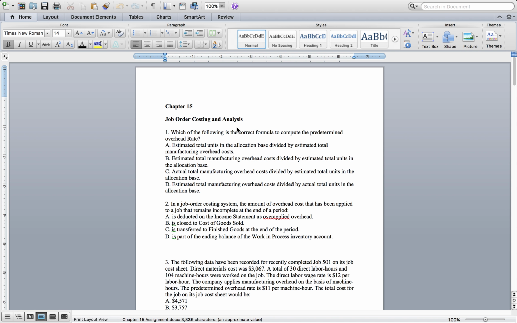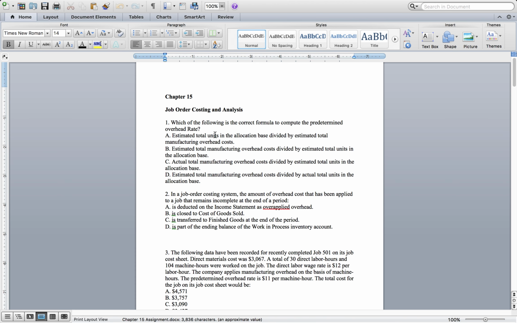Okay, today we're talking about Chapter 15, Job Order Cost and Analysis. First one says, which of the following is the correct formula to compute a predetermined overhead rate? Well, remember, this is predetermined, they're going to be estimated. So the numerator is going to be estimating your manufacturing overhead. So we know it's not going to be answer C or answer A. Because predetermined, you want to divide by how many estimated units you plan to have in your allocation base. Okay, so it's going to be answer B.